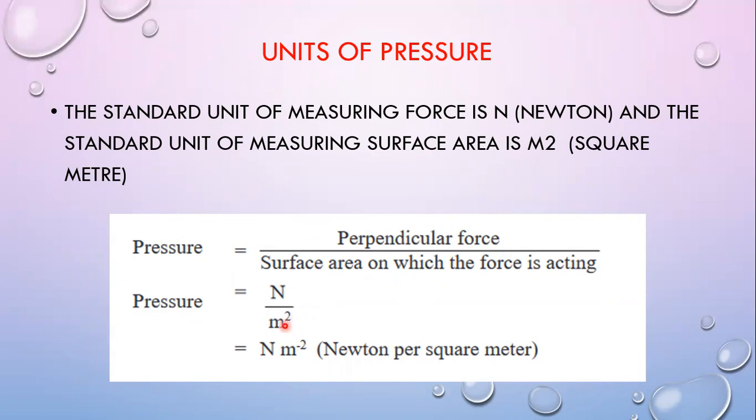You have learned in maths, in the index lesson, that when a denominator is moved to the numerator, the index becomes negative. So we write it as Newton per square meter. The standard unit of measuring pressure is Newton per square meter.